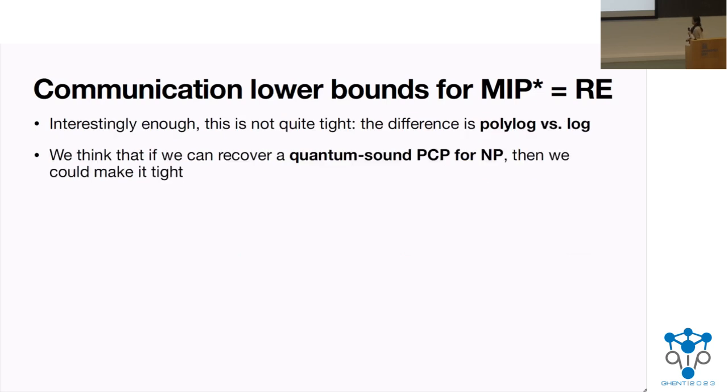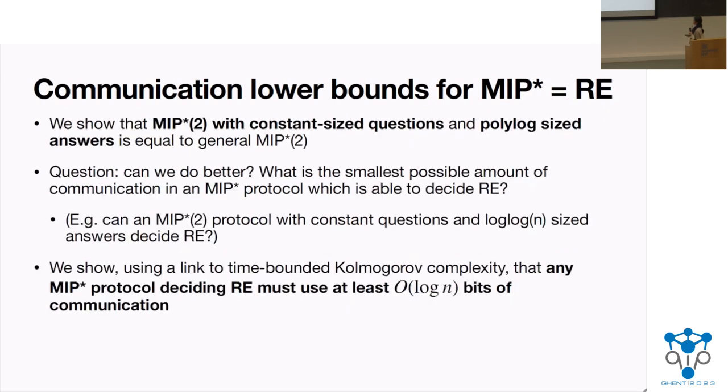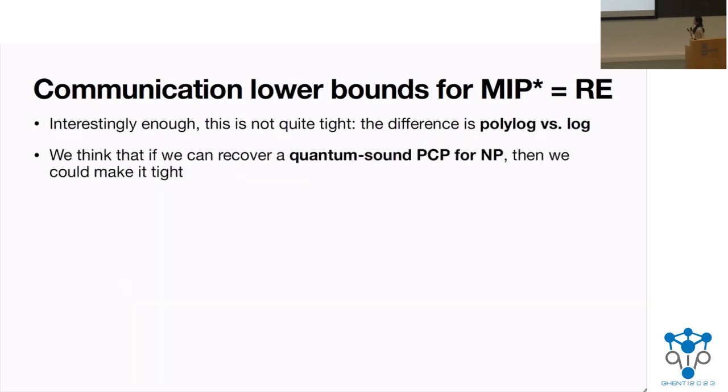So interestingly enough, this is not quite tight. As I said before, our upper bound is constant size questions and polylog sized answers. So the gap is like polylog versus log. And we think that if you could recover a quantum sound PCP for MIP, then you could make it tight by lowering the upper bound. So we do think that the upper bound is the one that can be tightened, but we leave that as an interesting direction for future work. So that's basically all I have. Thank you.